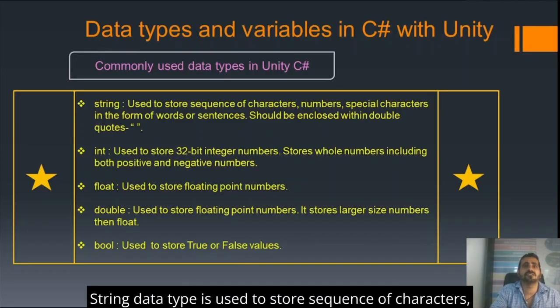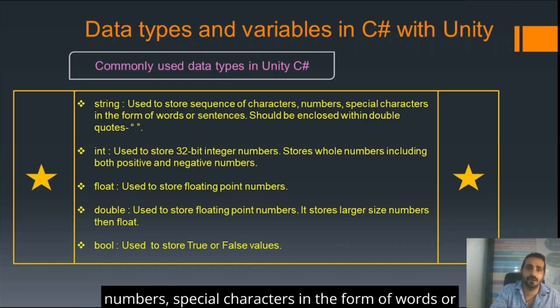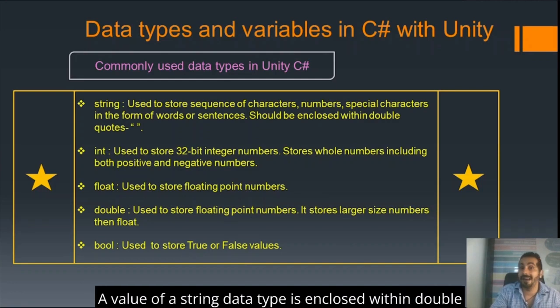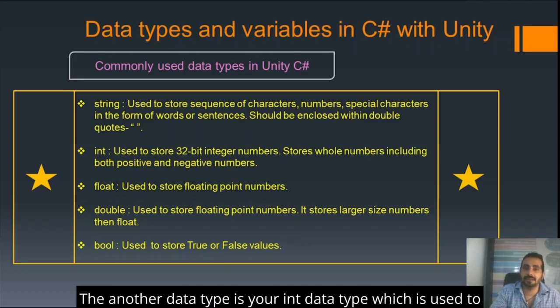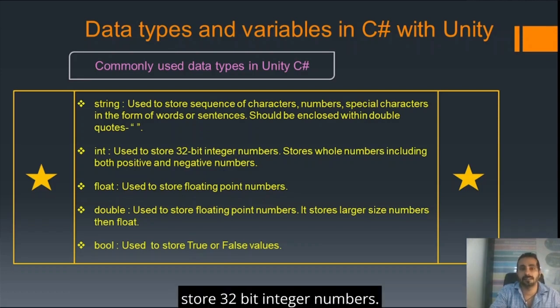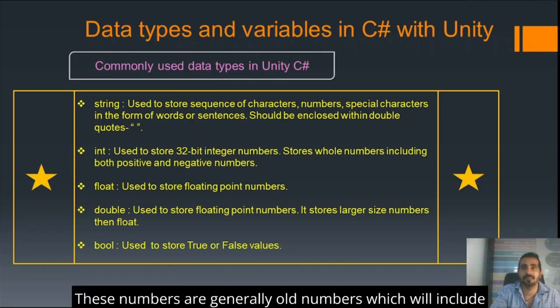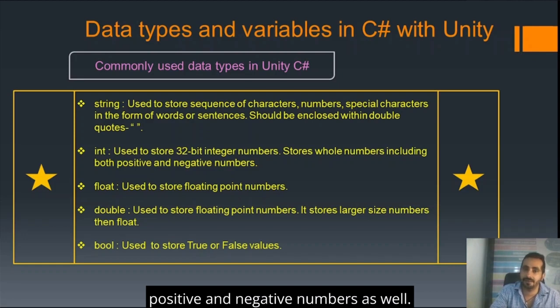String data type is used to store sequence of characters, numbers, special characters in the form of words or sentences. A value of a string data type is enclosed within double quotes. It is always put inside double quotes. The other data type is your int data type, which is used to store 32-bit integer numbers. These numbers are generally whole numbers, which will include positive and negative numbers as well.